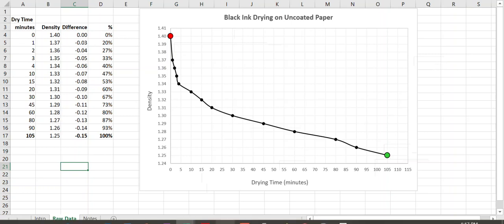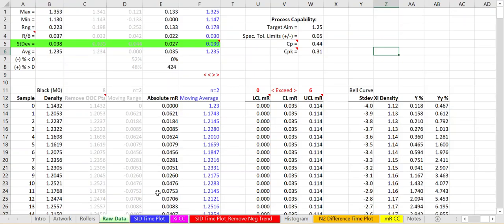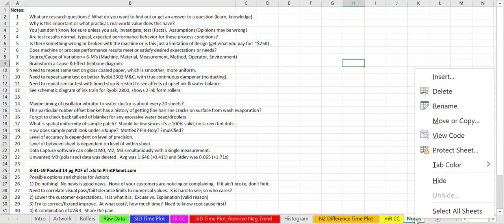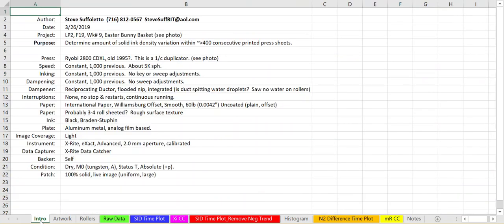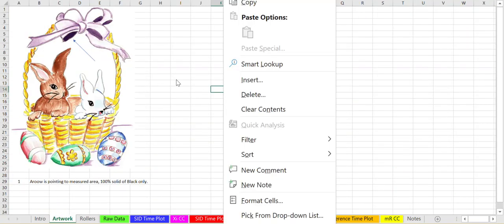Let me go to another spreadsheet here. Now, again, I always try to put an introduction tab and a miscellaneous notes tab in my Microsoft Excel analysis to remind me and refresh my memory about what the purpose of the experiment was, how was it conducted, what were the conditions, things like that. So in this analysis, we did this back on 3/26 of 2019. It was also the Bunny Rabbit project.